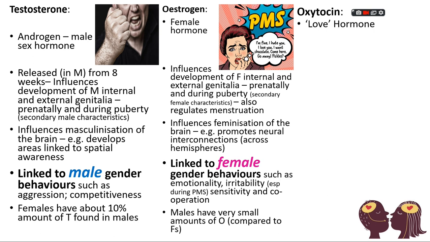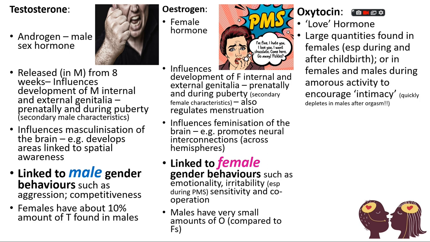This is commonly referred to as the love hormone. And the reason it is referred to as the love hormone is that it is produced in large quantities in both males and females during amorous activities. So the intimacy that you experience is a result of a surge of oxytocin.